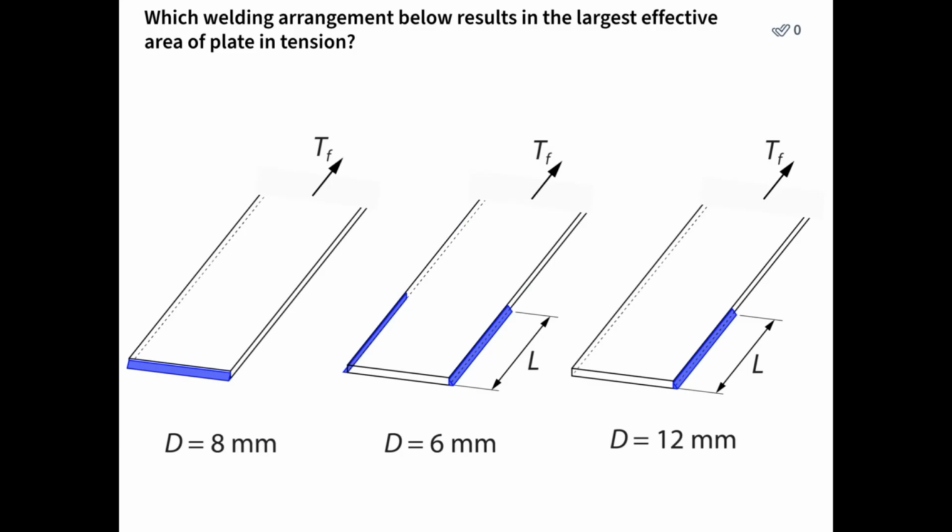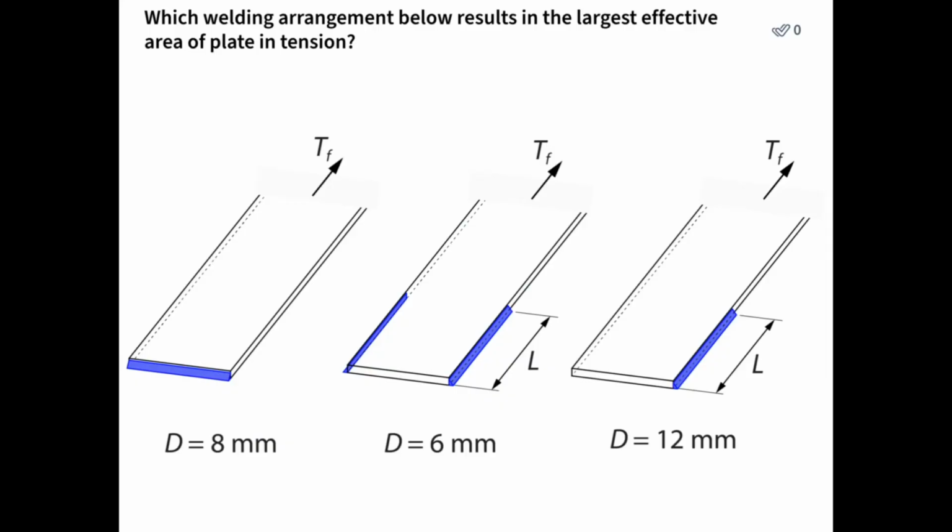One has a weld across the butt end of the plate to the gusset plate. In the other one, it's got the two longitudinal welds. And in the third, it's got a single longitudinal weld. I'm wondering if you could identify which of these three arrangements actually results in the largest effective area of the tension member being effective at resisting stresses.